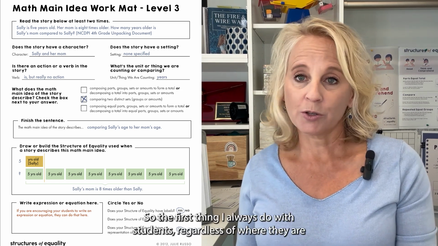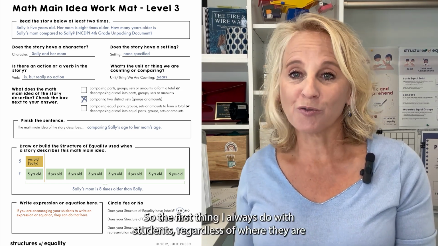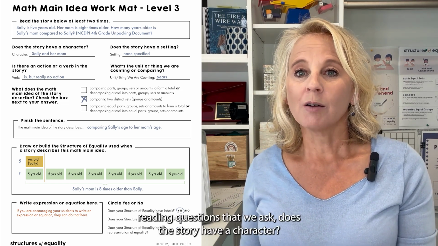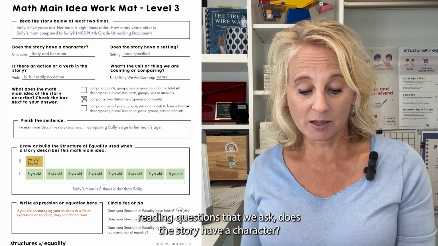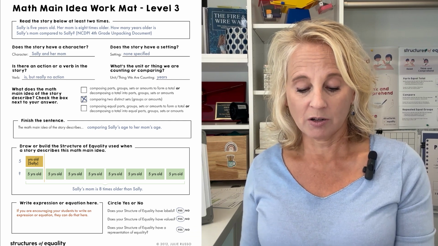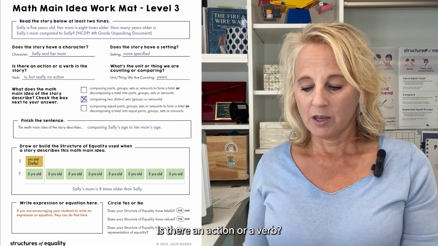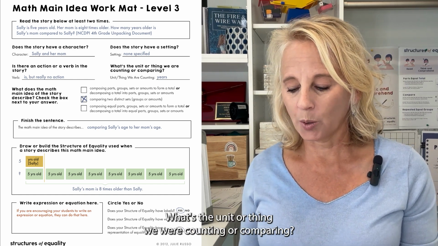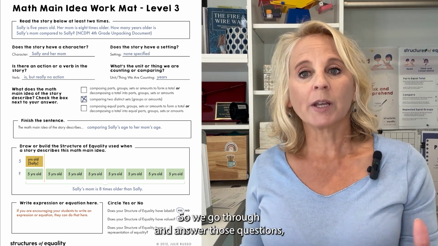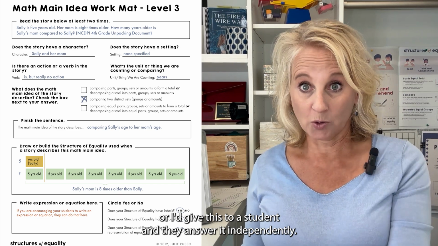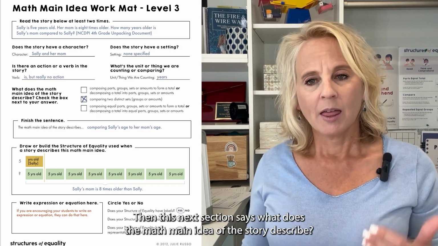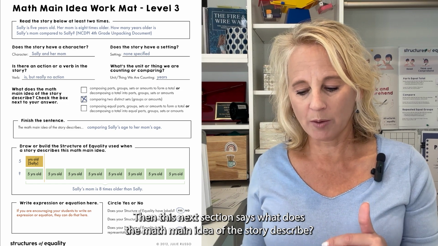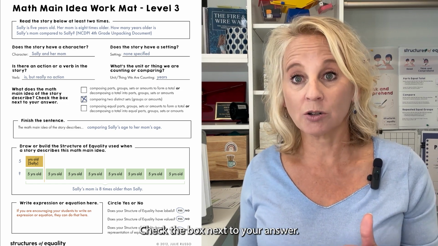So the first thing I always do with students, regardless of where they are in their understanding of structures of equality, is talk about those reading questions that we ask. Does the story have a character? Is there an action or a verb? Does the story have a setting? What's the unit or thing we are counting or comparing? So we'd go through and answer those questions, or I'd give this to a student and they'd answer it independently. Then this next section says, what does the math main idea of the story describe? Check the box next to your answer.